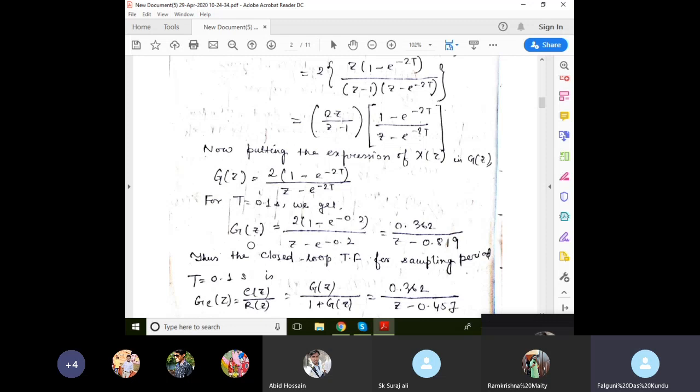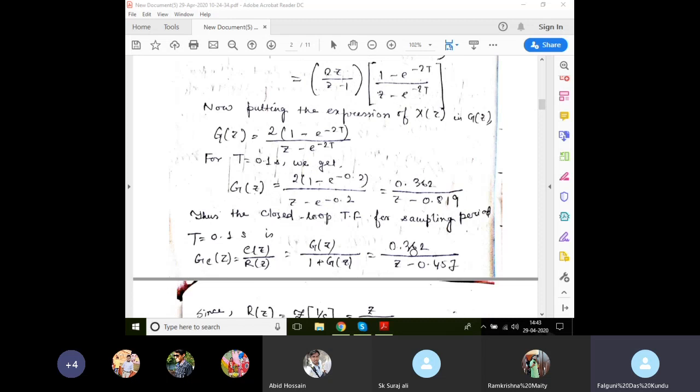Now in the question it is given that the sampling time is 0.1 second. So we put T equals 0.1 second. Now we get G(z) is 0.362 divided by (z minus 0.819).